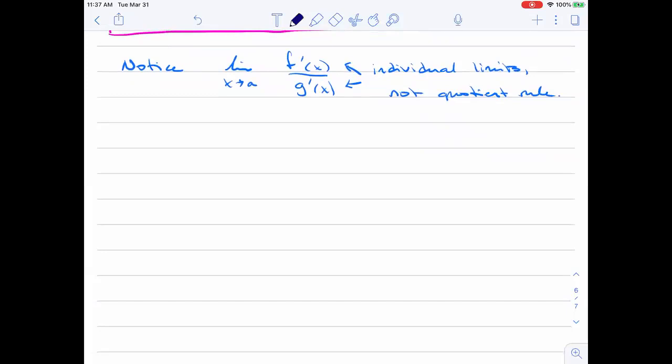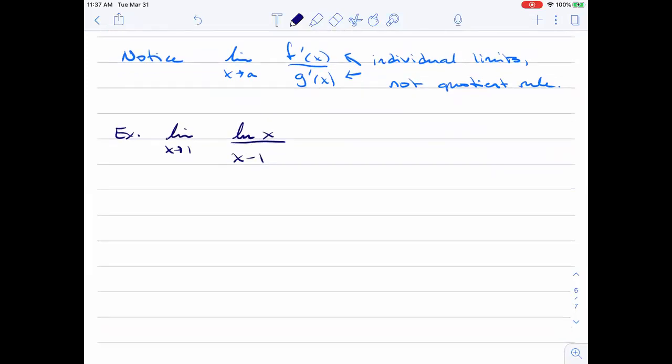So for example, we'll do a ton of examples here. The limit as x approaches 1 of the natural log of x over x minus 1. Well, if I plug in x equals 1 here, the log of 1 is 0, and then 1 minus 1 is 0. So here I've got something of the form 0 over 0. So I can use L'Hopital's rule.